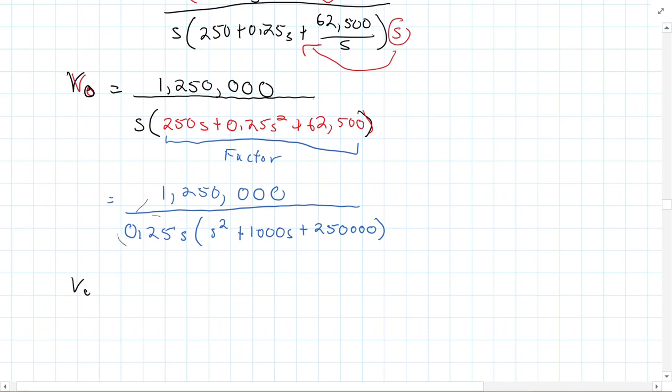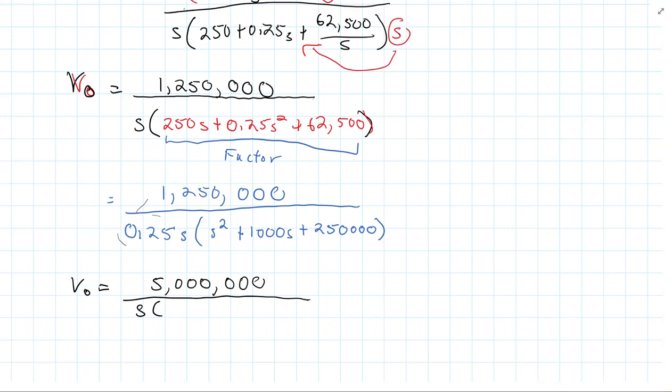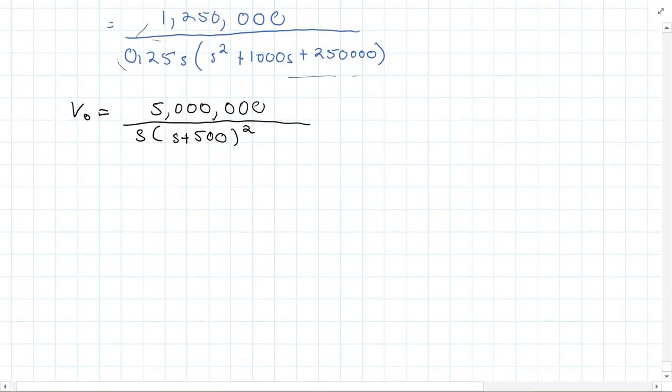So this would be that V out would be, and I'm just going to double check my arithmetic just so I don't make a silly mistake. Yeah, so this would be 5 million over S, and then if I stare at this long enough, or use the quadratic formula or whatever, this right here factors to S plus 500 quantity squared. Now we haven't done a partial fraction expansion like this yet, so that's kind of why I wanted to look at this one.